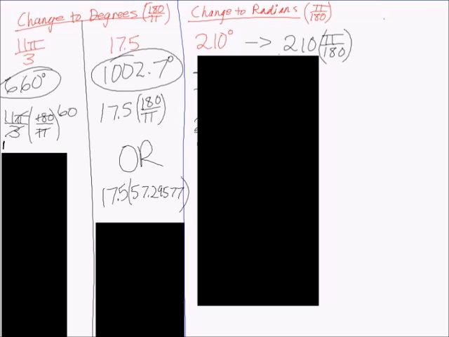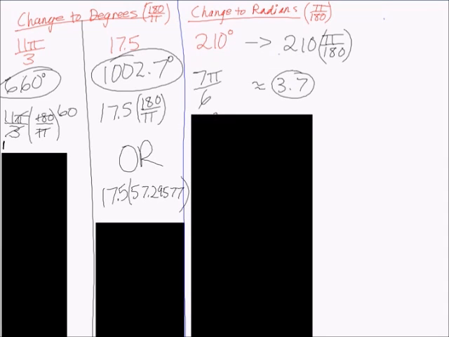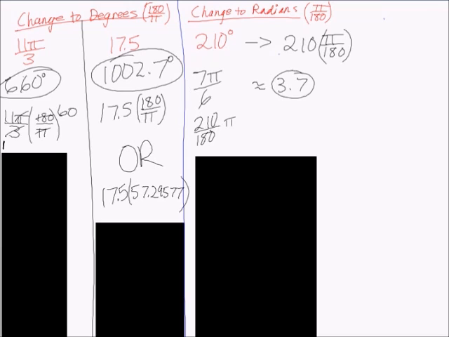Okay. Change to radians. We are going to multiply by pi over 180. So these are the 2 things you need to memorize. If you're going to degrees, you want pi at the bottom. If you want radians, you want pi at the top. So we have to multiply 210 by pi over 180. You could do it the mathematician's way. If you do 210 divided by 180 times pi, you're going to get 7 over 6 pi, and you're going to get 3.7 radians. Okay?